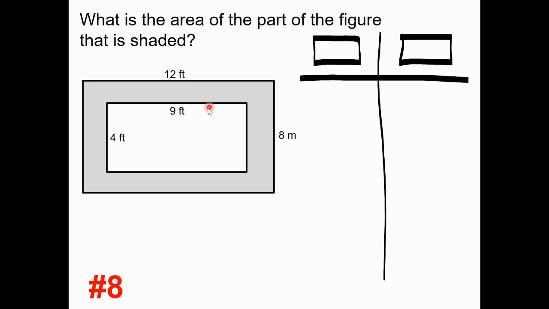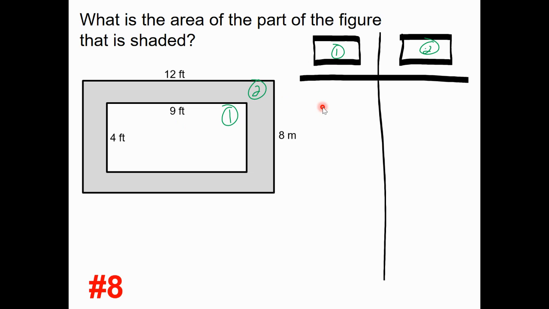I'm going to make my T-chart to stay organized. I have one big rectangle and one small rectangle. I'm going to number them off. I'm going to say that this smaller one is number 1 and the bigger one is number 2. So what we're going to do first is find the area of each one.